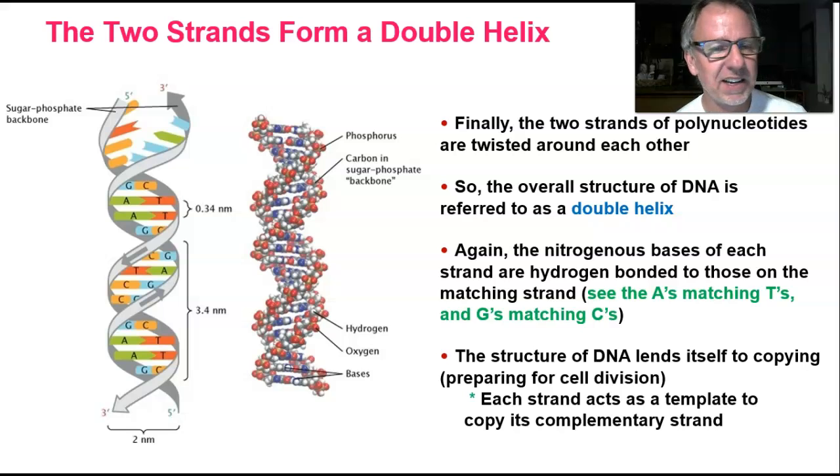Again, we may get to this later in the class, but the overall point here is that the structure of DNA lends itself or allows it to be copied to make more DNA. And this is important for passing on information to new cells.